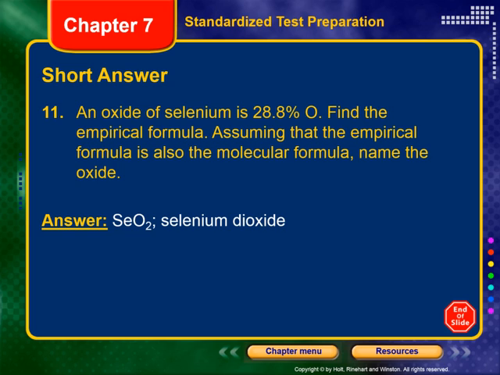So you should find that they occur at a 1:2 ratio. 1 mole of selenium for every 2 moles of oxygen. And once we assume that that is the actual molecular formula, because both of them are non-metals, and so they're covalently bonded, we're going to have to use the prefix system for naming, selenium dioxide.